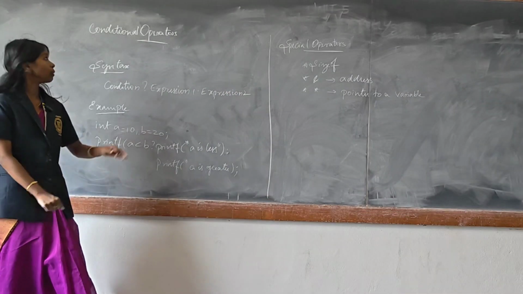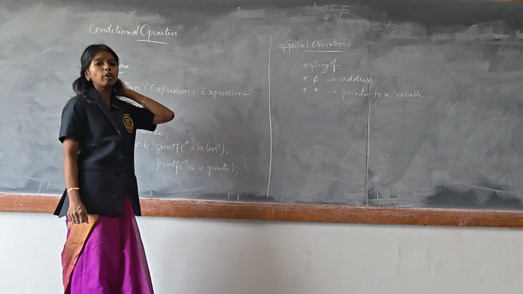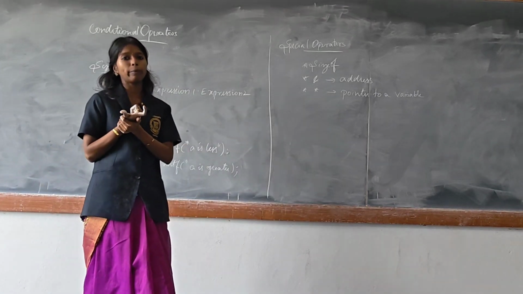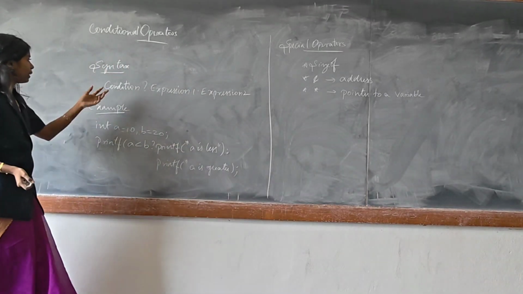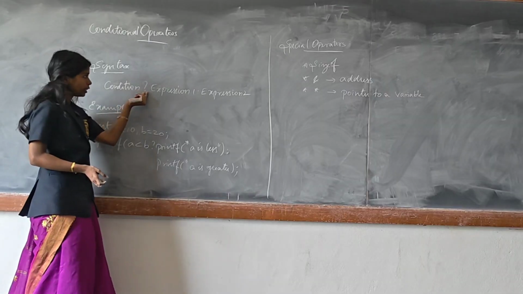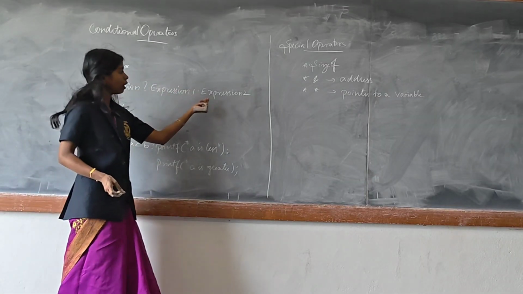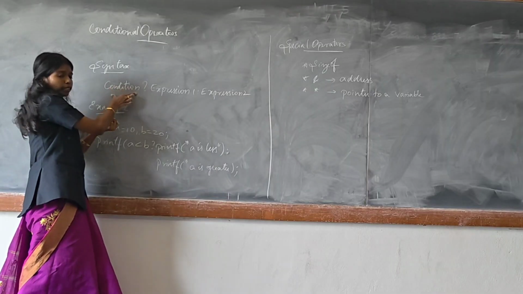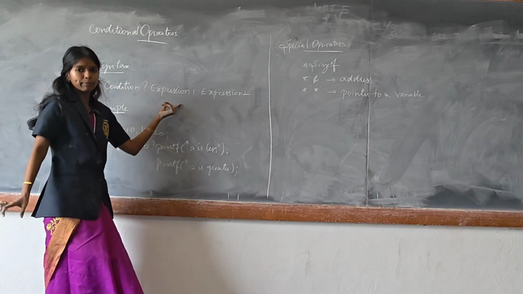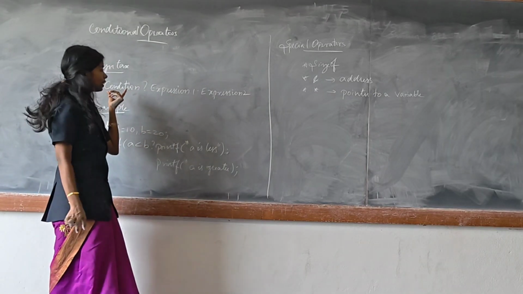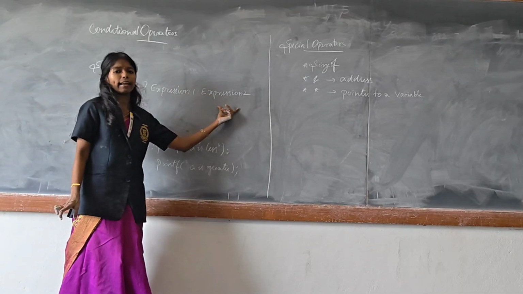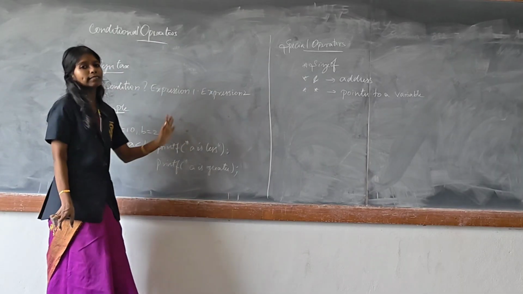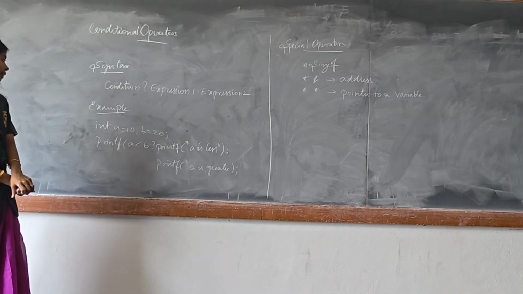Now we are going to see the conditional operator. The conditional operator is also called the ternary operator. The syntax is condition, question mark, expression 1, colon, expression 2. Here we give one condition. If the condition is satisfied, the first expression is evaluated. If the condition is not satisfied, the second expression is evaluated.